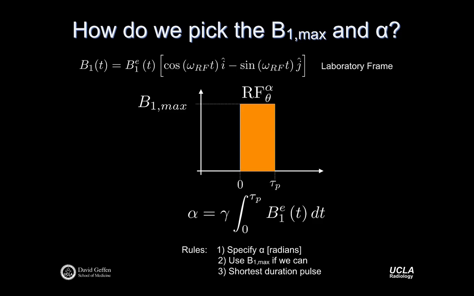And so you saw this, I didn't put it back in here, but you saw this as a design problem. You could specify the flip angle, that's usually the case for us. We know we want a 10-degree flip angle or a 180 refocusing pulse. Perhaps we're going to try to use the B1 max if we can. And then the only free variable at that time is we typically want the shortest duration pulse. And so then we're just solving that expression to figure out what our flip angle is, or algebraically manipulating it so we can solve for its duration, for example.